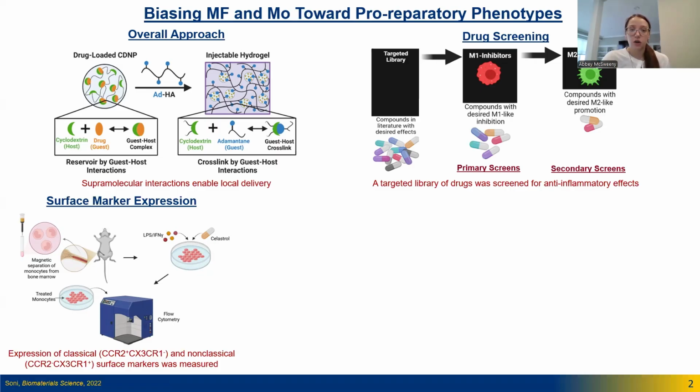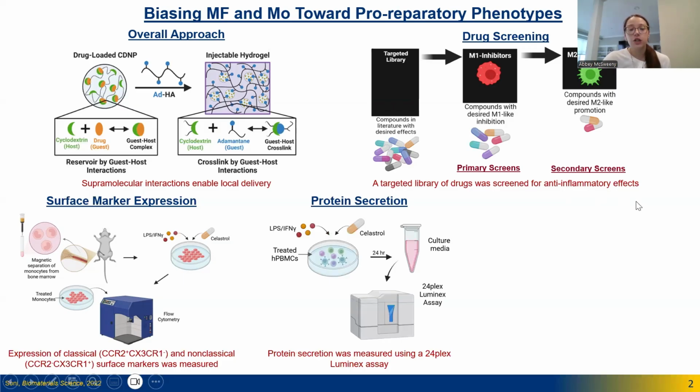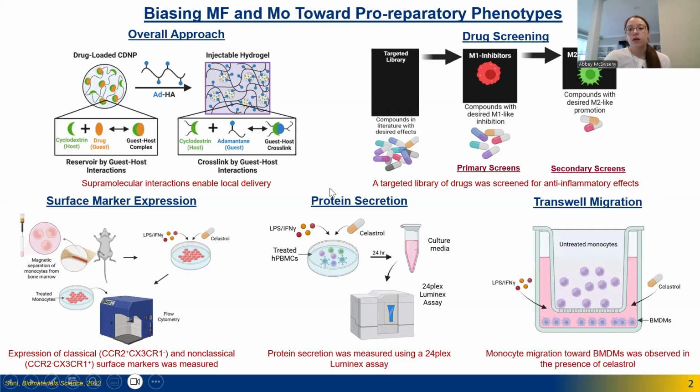looking further at the cell-targeted effects of Celastrol, such as the surface marker expression in monocytes, looking to see if they upregulate non-classical surface markers such as CX3CR1 and downregulate classical surface markers such as CCR2, as well as looking at protein secretion in human PBMCs to see if we can downregulate markers of inflammation, and looking at transwell migration in the presence of Celastrol to see what changes occur in the crosstalk between macrophages at the site of injury and monocytes in distant reservoirs.